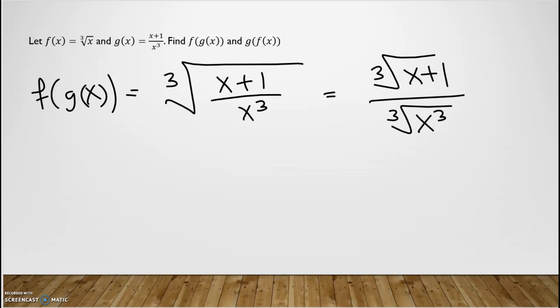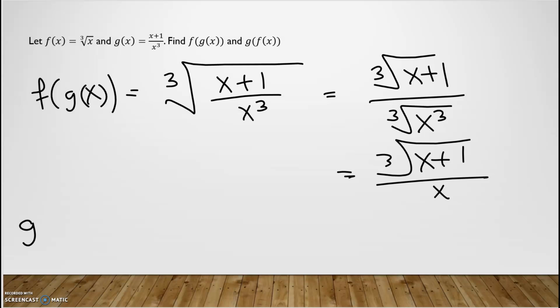Now, these are going to cancel each other out. Well, not cancel, but I have 3 x's because this right here is x times x times x. I need 3 of the same thing to pull 1 out. So what this would be is the cube root of x plus 1 over x.